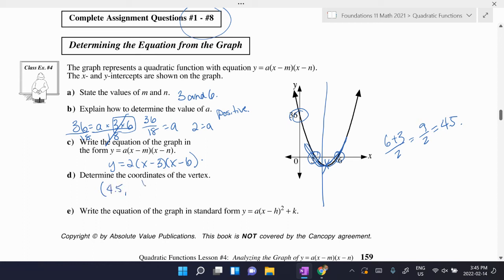And then we need to find the y. If I know what x is, I can plug that in here and I can find the y. So I'm going to do 2 times 4.5 minus 3 times 4.5 minus 6. So that's 2 times 1.5 times negative 1.5.